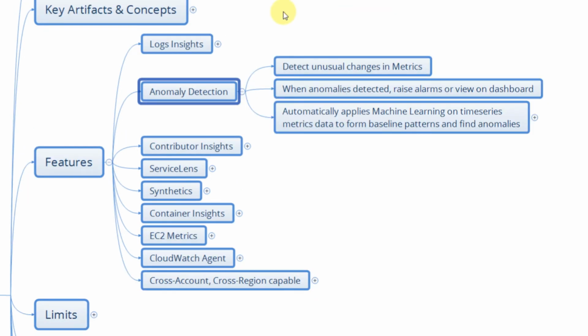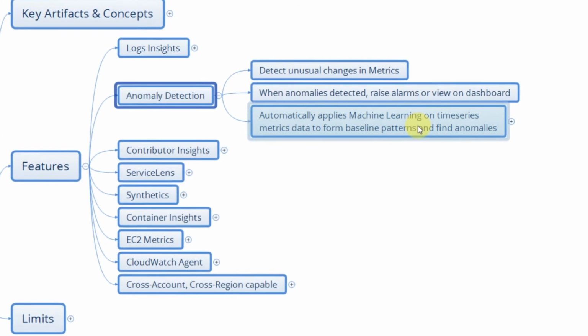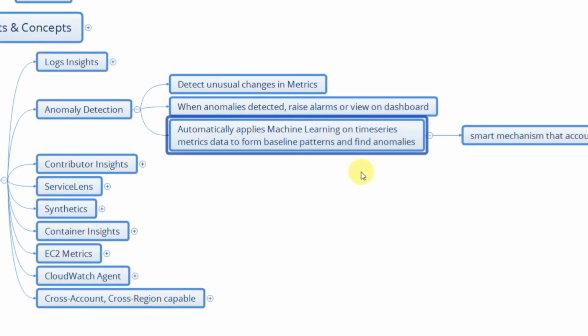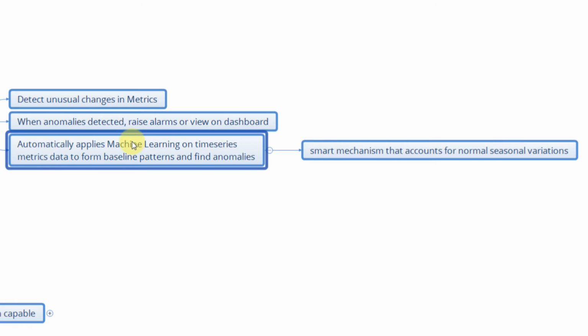The anomaly detection feature helps identify unusual changes in metrics. When an anomaly is detected, you can view it on the dashboard and you can raise an alarm. How it works is there's machine learning applied on time series metrics data. It forms baseline patterns, and then on top of that, anomalies are detected. And the machine learning techniques applied behind the scenes are smart enough to account for normal seasonal variations, such as a specific day of the week or a certain season of the year. These variations are not triggered as anomalies.